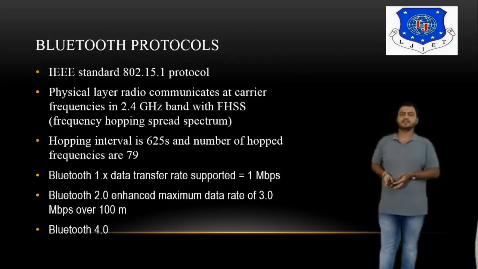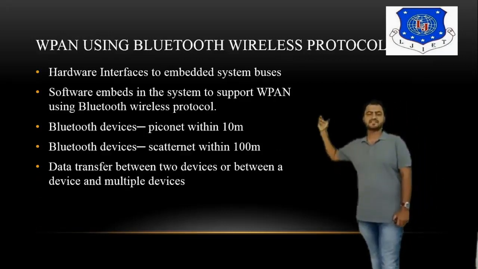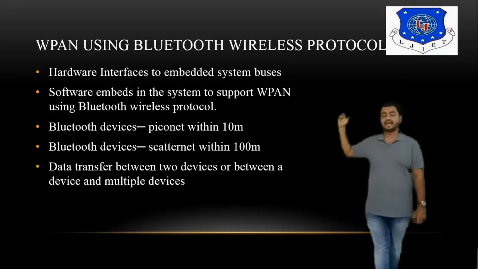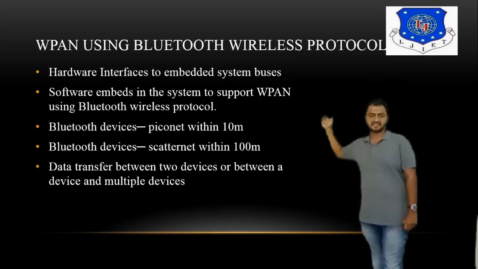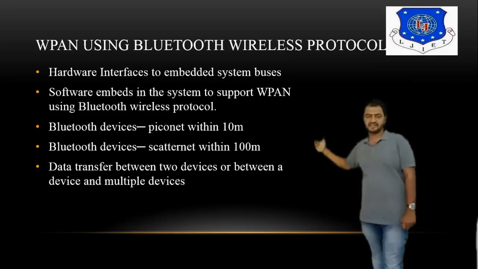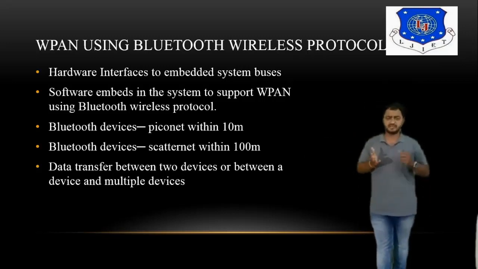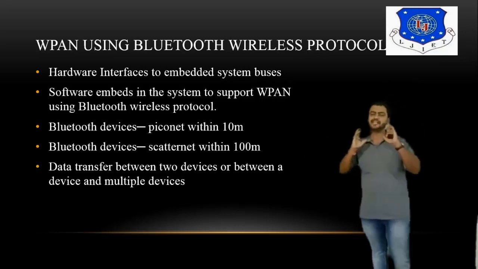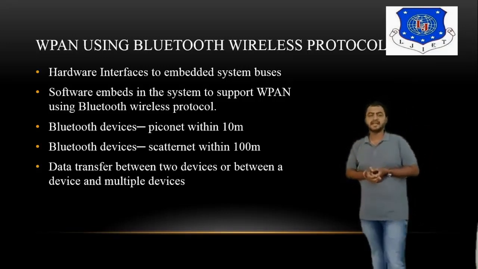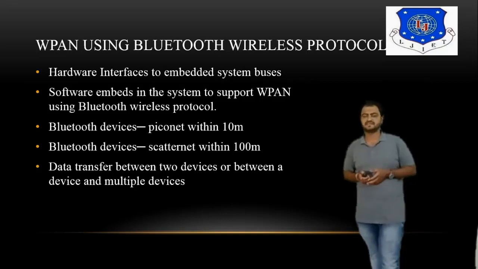Now we're talking about VPN using the Bluetooth wireless protocol. Hardware interfaces to embedded system buses. Software embedded in the system to support a wireless PAN, meaning personal area network, using the Bluetooth wireless protocol. A Bluetooth device forms a piconet with a range of 10 meters, and a scatternet around 100 meters. So basically we are using the piconet-based concept because ultimately the Bluetooth range is around 8 to 10 meters. Data transfer between two devices or between multiple devices. So you can share data between two devices or multiple devices.